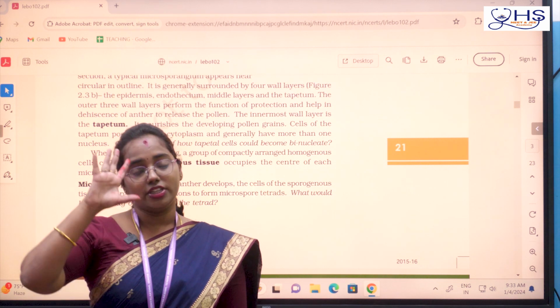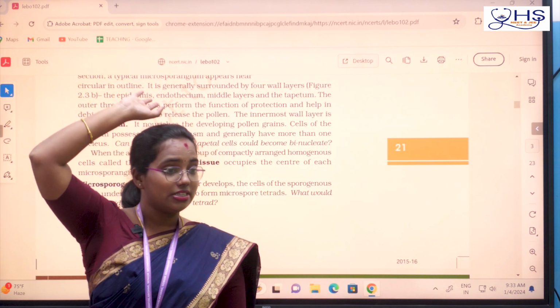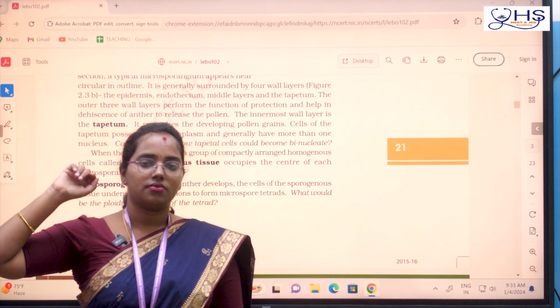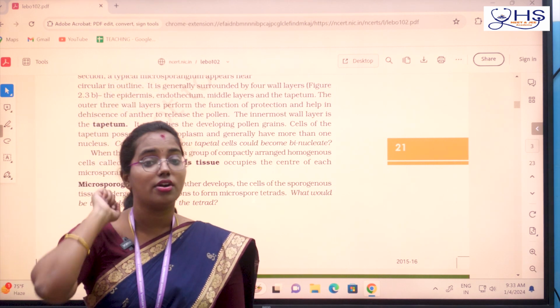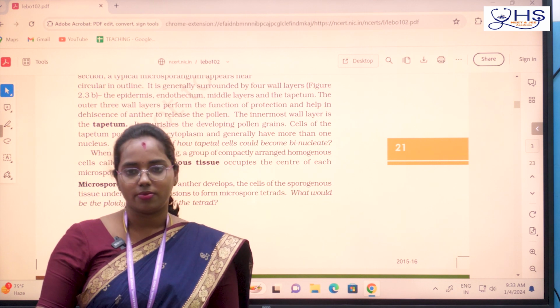Pollen grain. Now you go back to the history in 11th standard, no, we learned spores. Yes or no? Spores. Even in 10th standard you learned about spores. Where did you learn about spores?